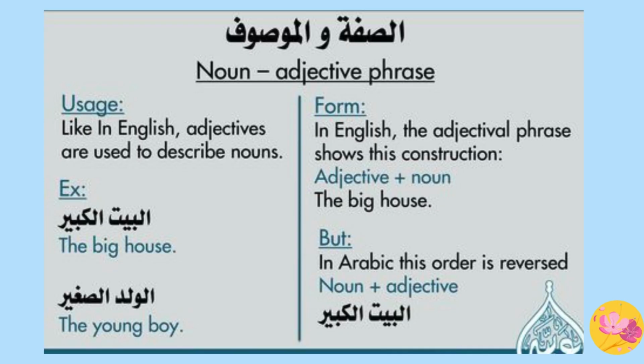So as I said earlier, the usage of noun and adjective together. In English, adjectives are used to describe nouns, so the big house. Now if you come to the English to Arabic translation part, in English the adjectival phrase shows this construction, that is adjective plus noun. But in Arabic the order changes to noun plus adjective. So it is al bayt al kabir. So the word big comes after the noun.